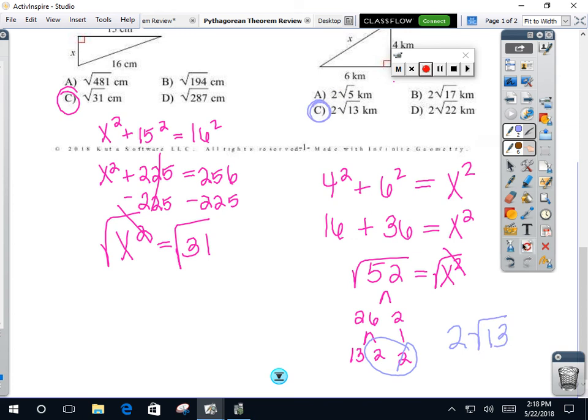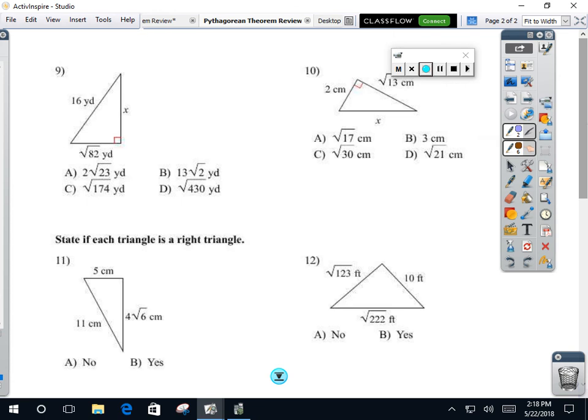Okay, turn over to the back. We're almost done. Number 9, we're looking for the missing leg. So that means the square root of 82 has to go where? A or B, right? So if I put the square root of 82 in the place of A, and then I square it, because that's what Pythagorean theorem does. And then I put the other leg, which they're calling x, in the place of B and square it. And then equal it to the hypotenuse squared.